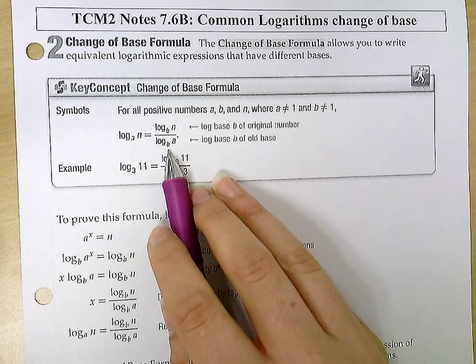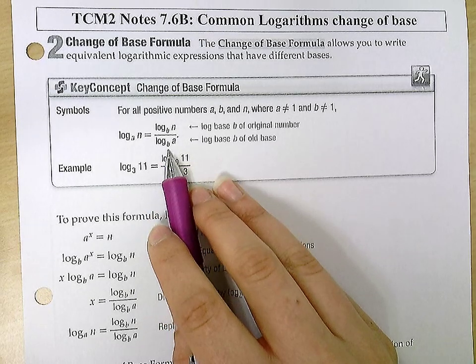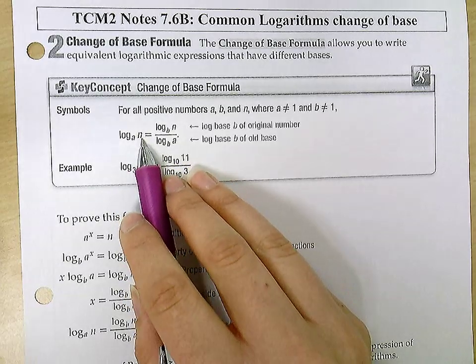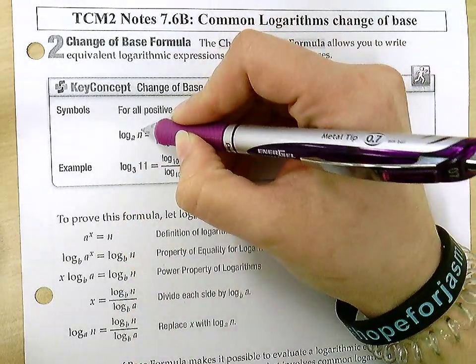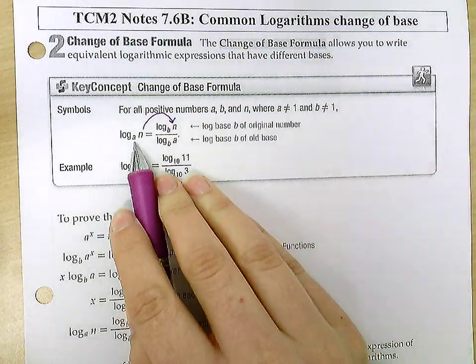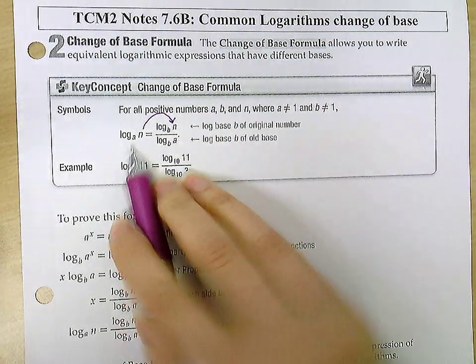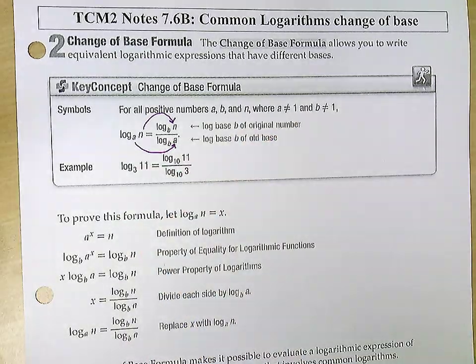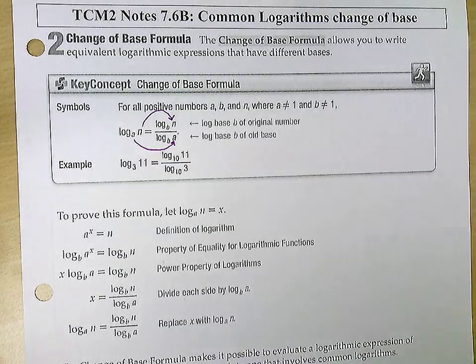So we're changing this base to a b. I can take this n value attached to the log base a of n and put that in the numerator. This base of a, I would put in the denominator, changing it to a log base b.